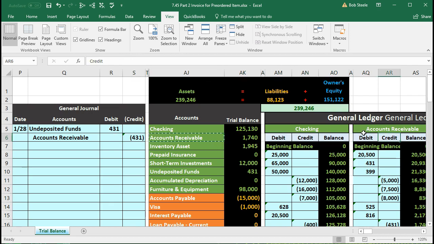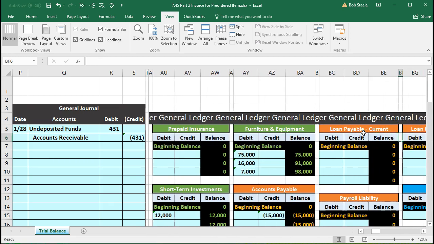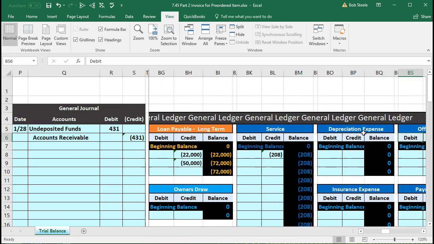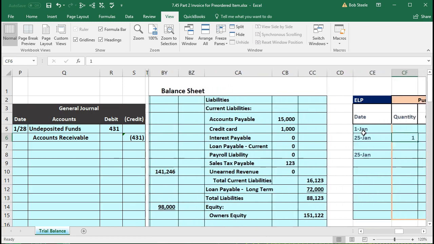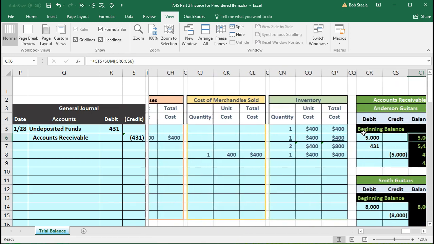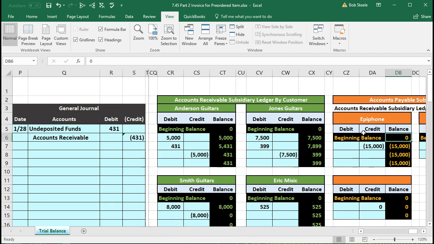So we're going to scroll to the right, and we're basically going to post the same amount like we did to the GL here to the accounts receivable subsidiary ledger, similar to a GL, or in essence a GL that is in order by customer rather than just by a date. So it's going to be way over here in the CR and CS columns. We're looking for Anderson. There's Anderson right there, and we're going to credit the amount because we're taking away this one here, for the 431. So that's going to be equals this credit. That's going to bring the balance down to 0.